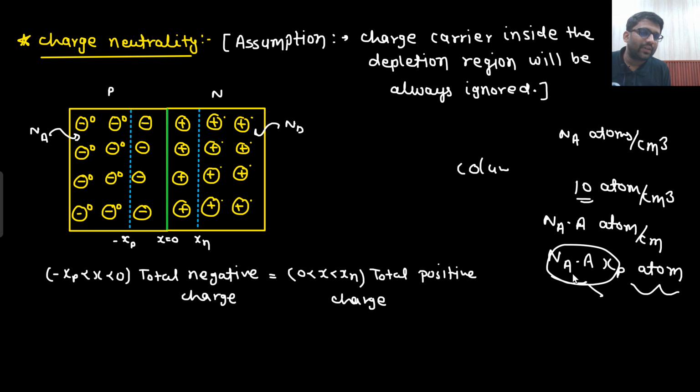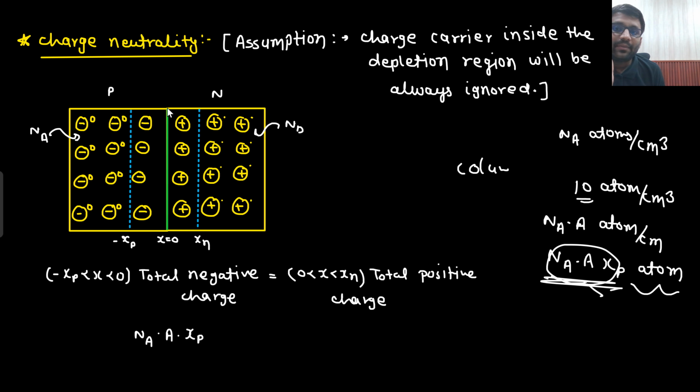So what does this particular quantity Na into A into xp represent? Na was total atoms per centimeter cube volume. When I multiply with the area, that becomes total atoms per centimeter length. And when I multiply this with xp, that means in this much length and this much area, you are having these many atoms.